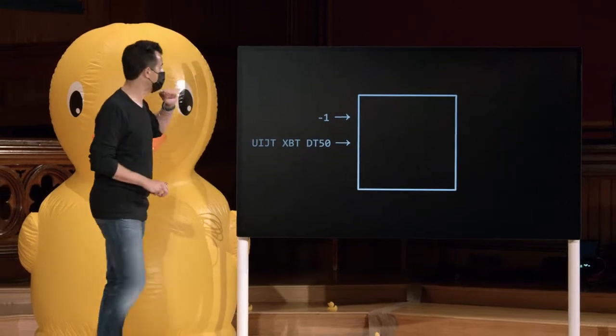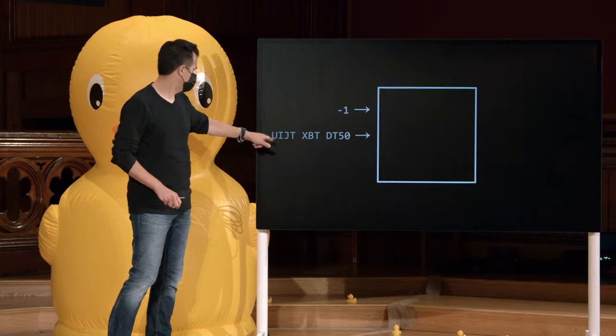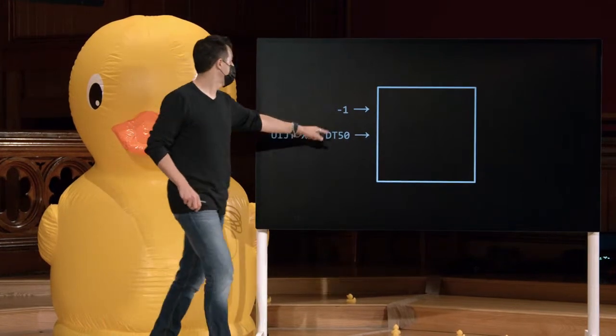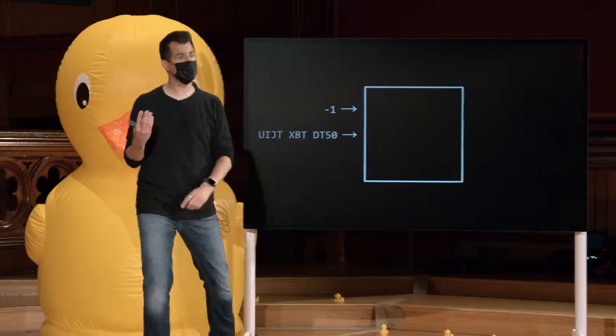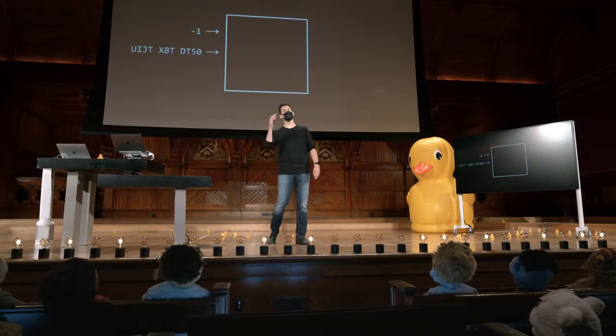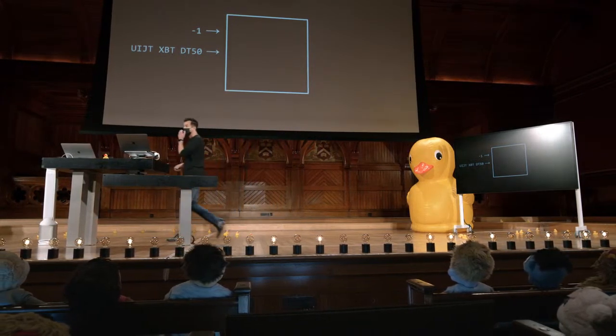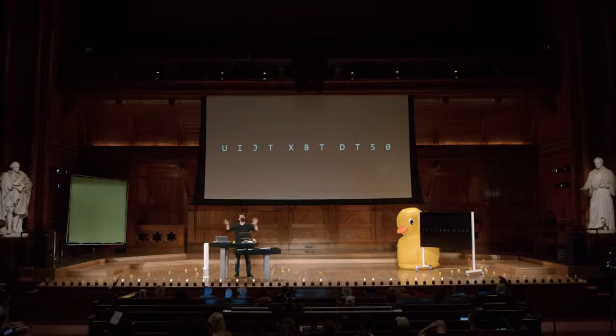So let's consider one final example here. If the input to the algorithm is UIJT XBT DT50, and the key this time is -1, such that now B should become A, and C should become B, and A should become Z. So we're going in the other direction. How might we analyze this? Well, if we spread all the letters out, and we start from left to right, and we start subtracting one letter, U becomes T, I becomes H, J becomes I, T becomes S, X becomes W, and so on.